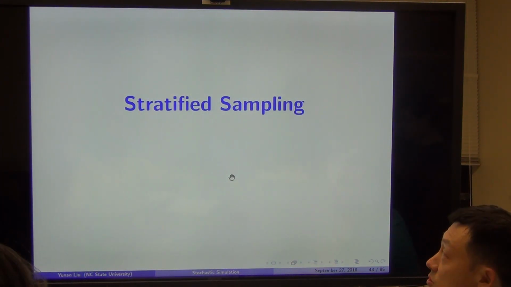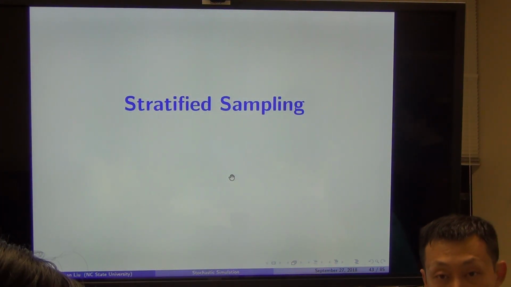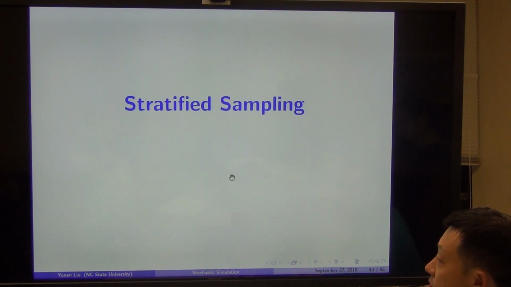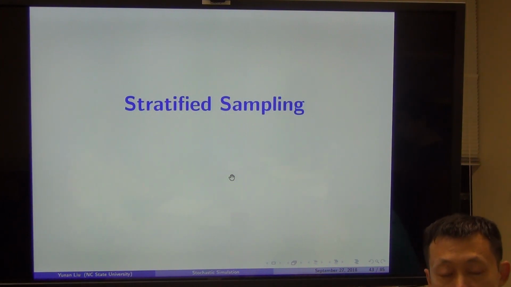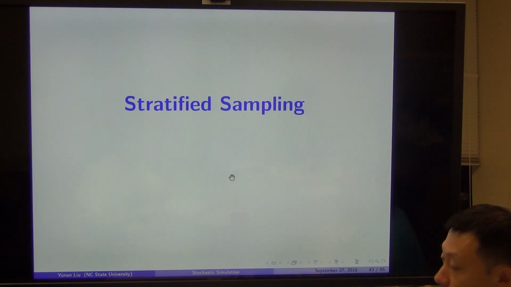Let's continue to discuss stratified sampling. This is the fourth method. This is supplementing the previous method, which is the conditioning technique, right? So let me quickly review the main idea of stratified sampling.